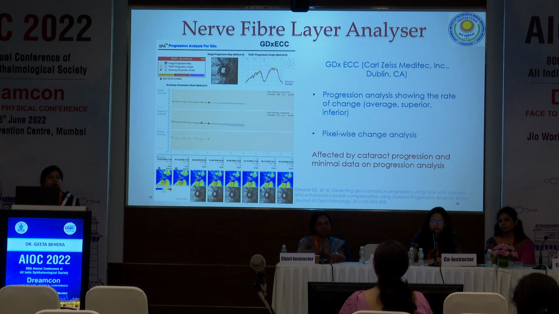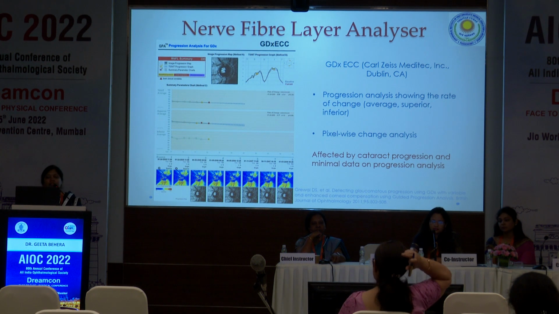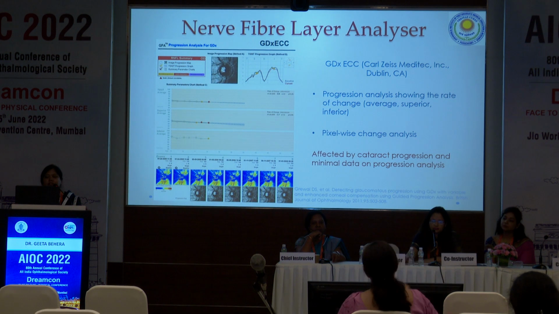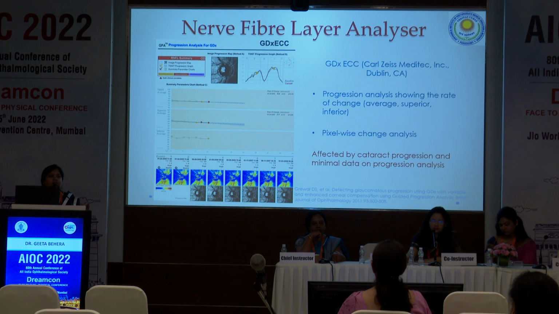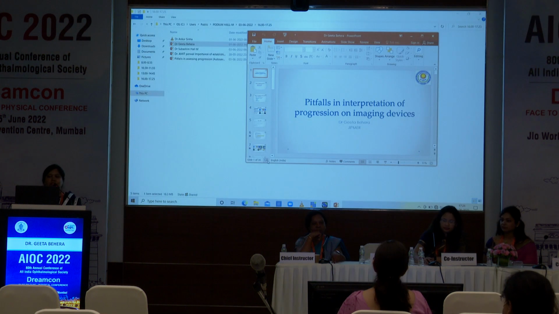The NFL, the nerve fiber layer analyzer, has a wonderful progression analysis, GPA, that is the glaucoma progression analysis, which shows both pixel-wise change analysis and also the trend-based analysis. This is affected by cataract progression, unfortunately. This is because the lens is a birefringent structure, so cataract affects the NFL far more than it affects imaging by other devices. Again, there is minimal data on the progression analysis related to this. Thank you very much for the opportunity.